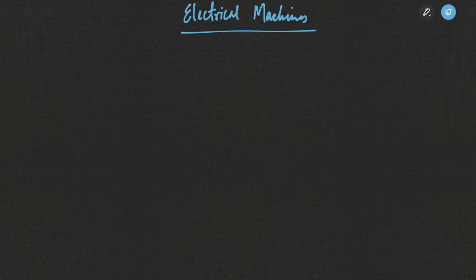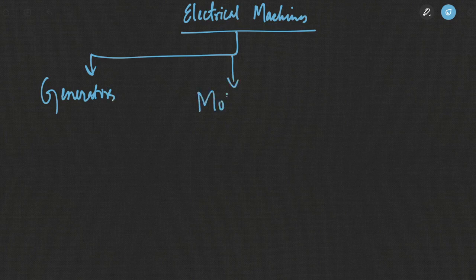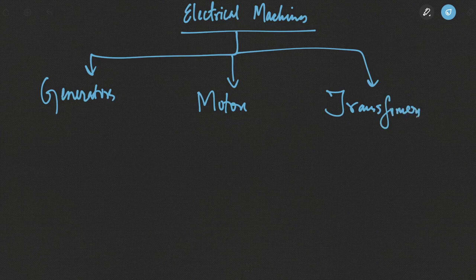In a broader sense speaking, there are actually 3 types of electrical machines. You have the generators, you have electrical motors, and you have transformers. So generators, motors, and transformers, they deal with the transfer or conversion of electrical energy.